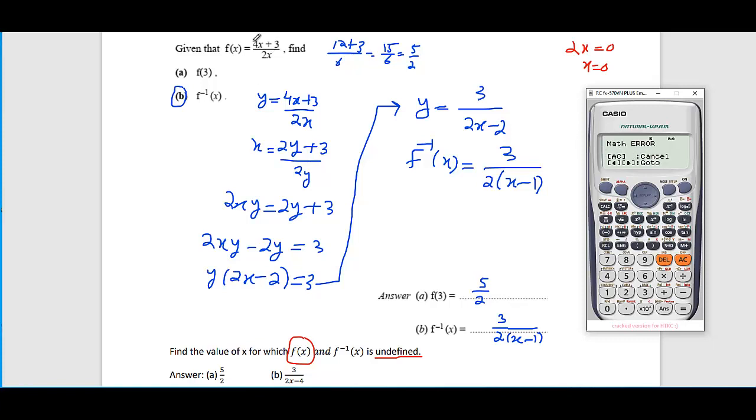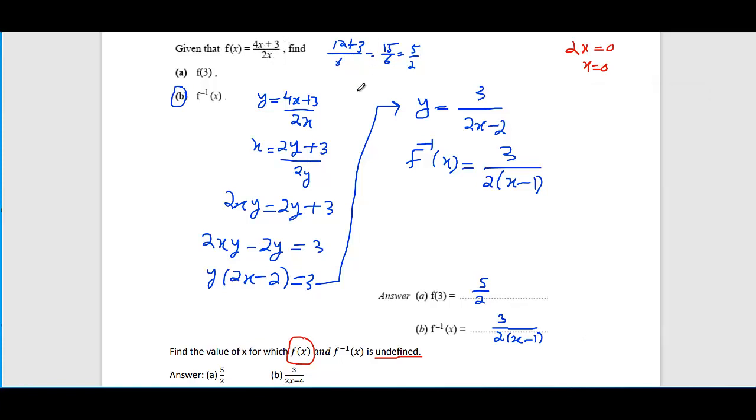So if you put 0 in this function, it will give you a math error, and math error means the function is undefined at f of 0. If you put a value other than 0, you will get some value. But at x equals 0, this function becomes undefined.